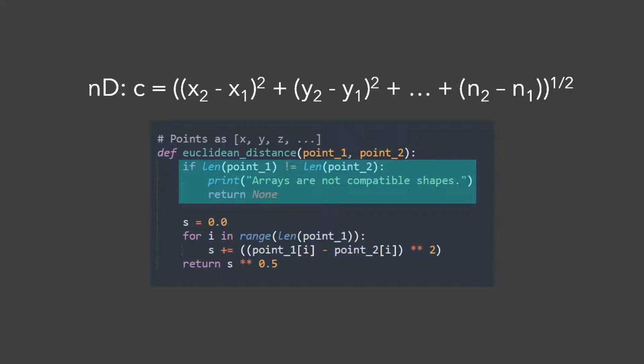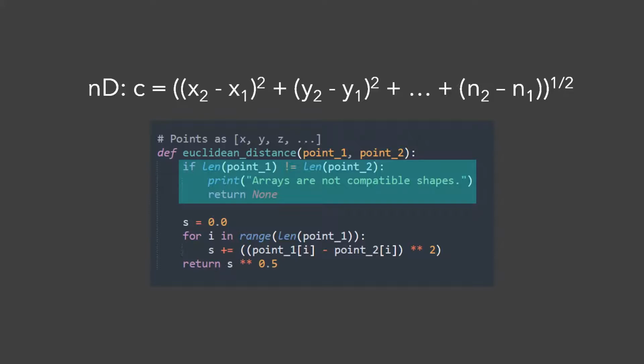Because if they're different lengths, we can't do this calculation. So all it'll do is, if they're not the same length, it'll return none and print a little warning about the arrays not being compatible. And that's just a helpful little diagnostic if we ever hit any problems with this.